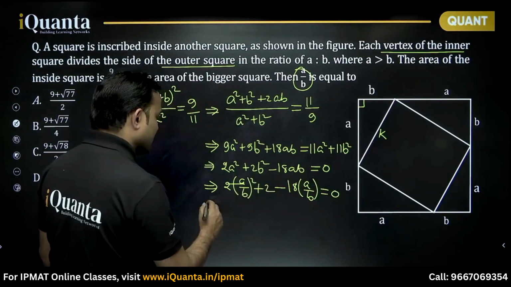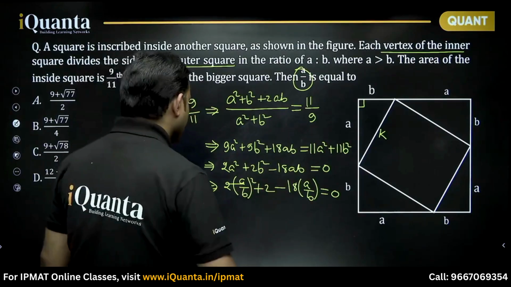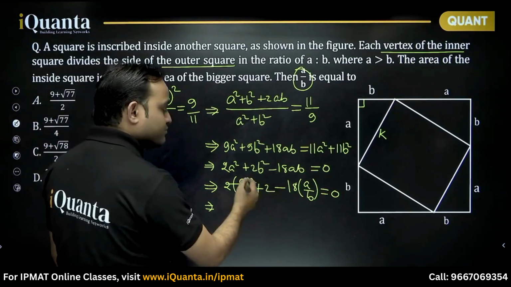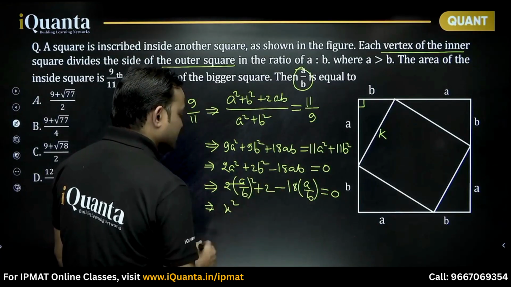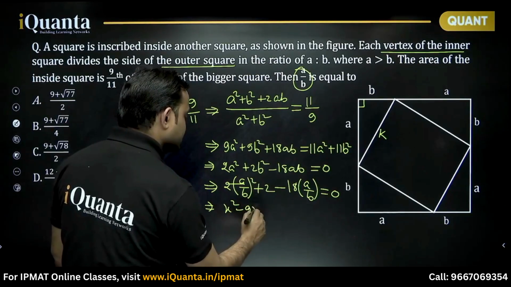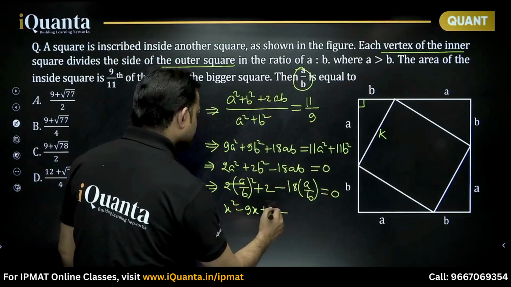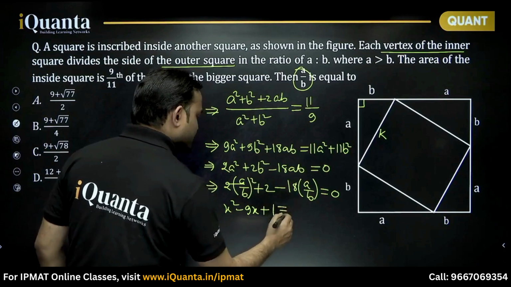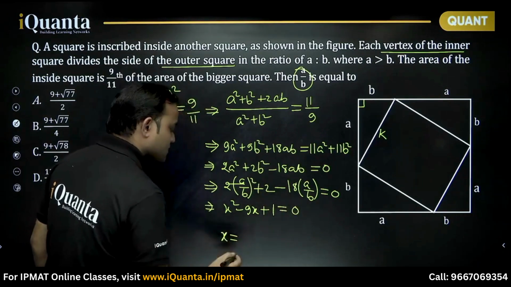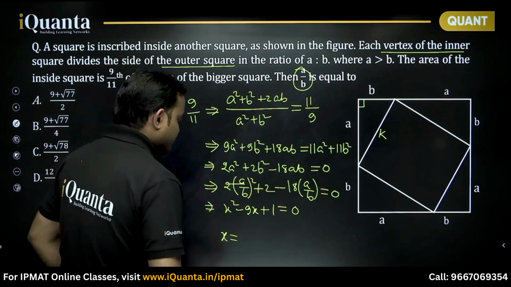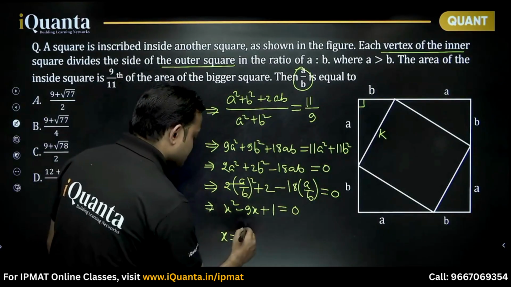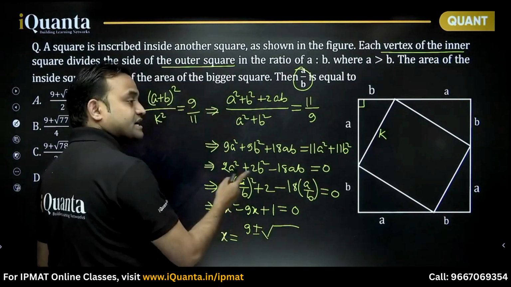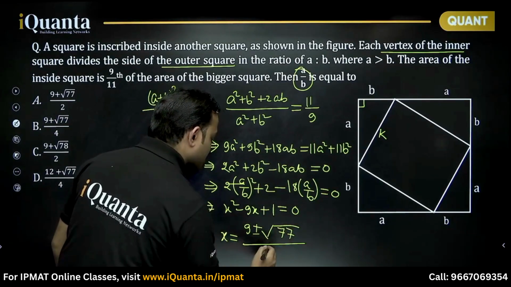Now divide this whole expression by 2. So what do we get? And take a by b is equal to x. So divide by 2 and put a by b equal to x. This will become x square minus 9x plus 1 is equal to 0. So from there we can say x will be equal to, using the formula for finding the roots of quadratic equations, 9 plus minus the square root of b square minus 4ac, that is 81 minus 4 is 77, upon 2.